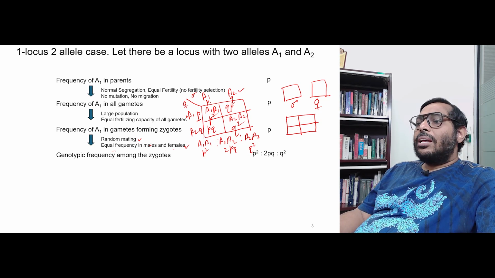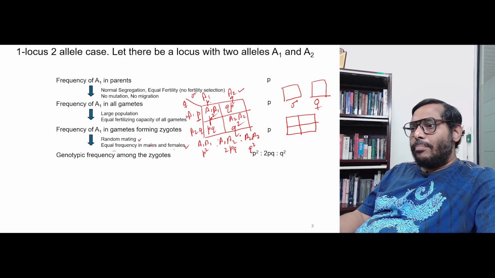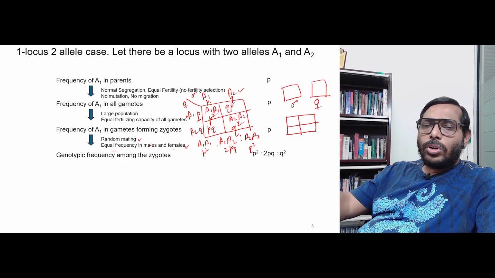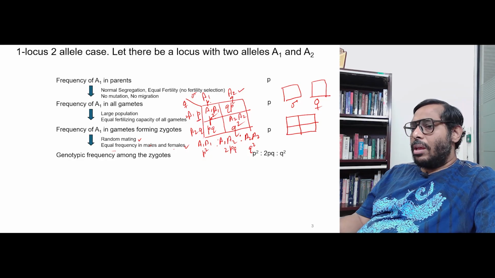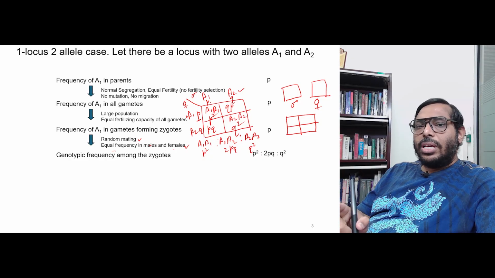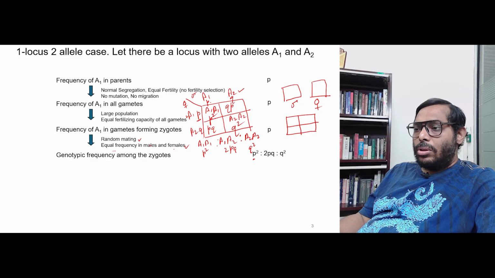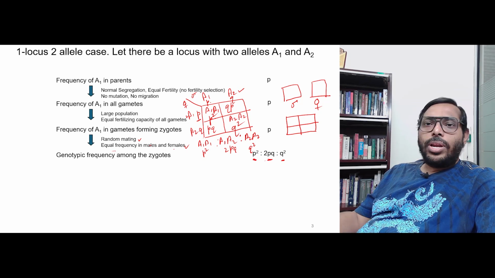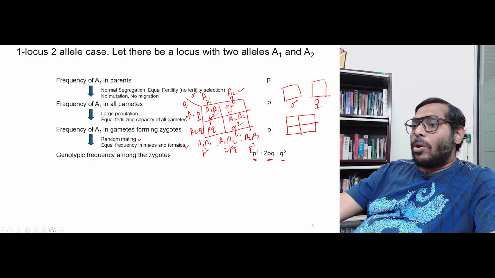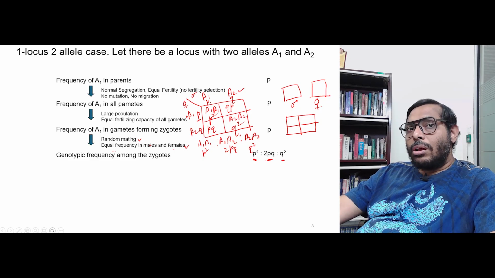In which case again the overall logic will remain correct, but it will not be P into P, it will be P into something else. It will not be P into Q, it will be P into something else, and so on and so forth. So, as long as you have random mating and as long as you have equal frequency in both males and females, you are going to get your genotypic frequencies in these values: p square, 2pq and q square.